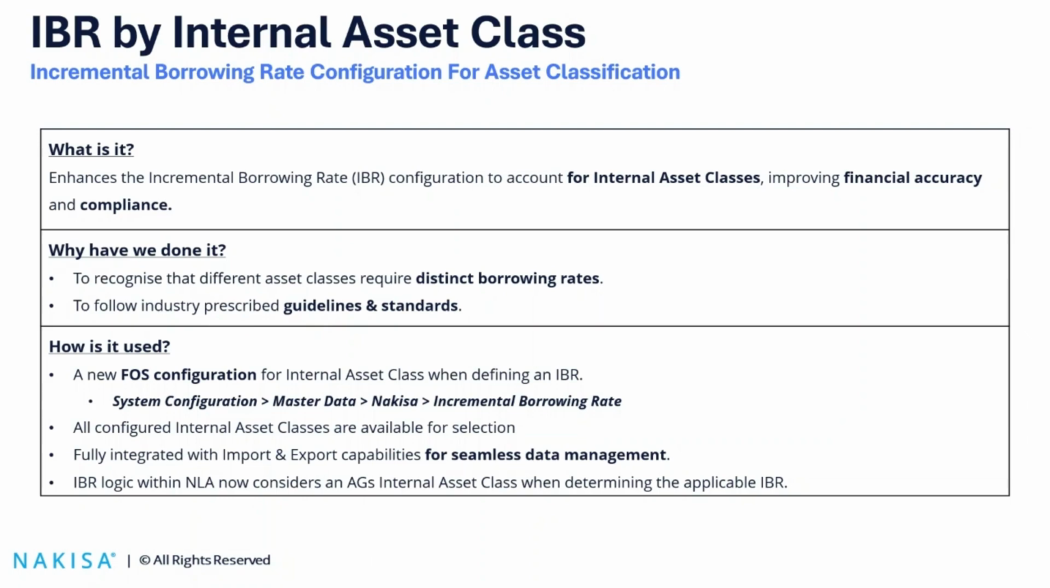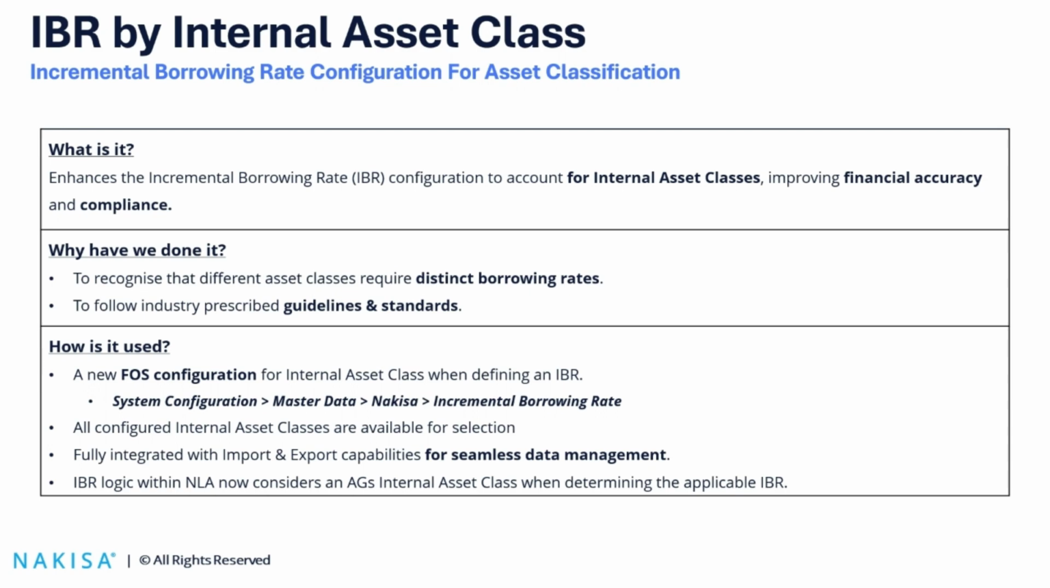Now we have the IBR by internal asset class. So this functionality allows you to define specific IBR for different internal asset classes, enhancing accuracy in interest calculation, and ensuring compliance with IFRS 16 and ASC 842. So what we have done is we have a new FOSS configuration, and we are introducing an internal asset class field within your IBR configuration.